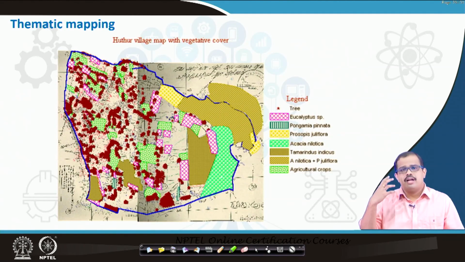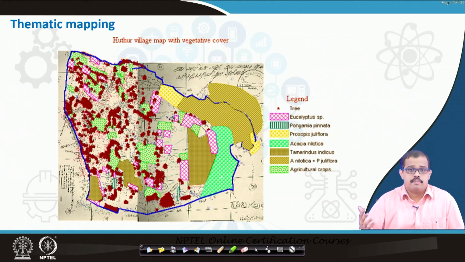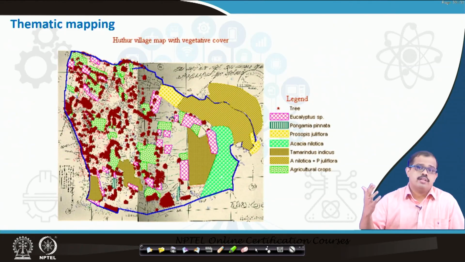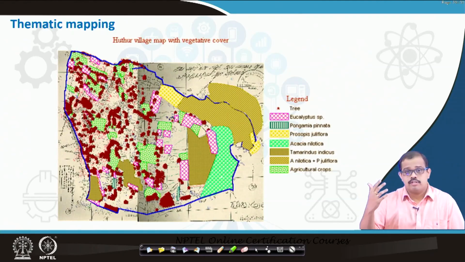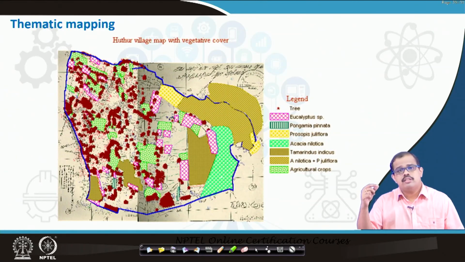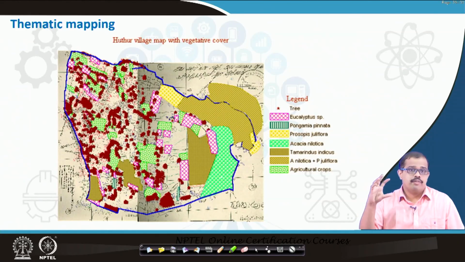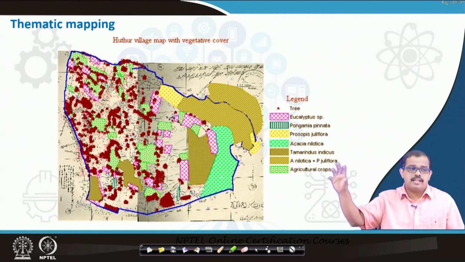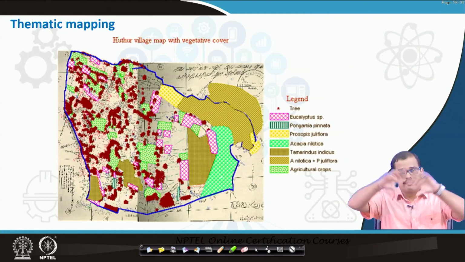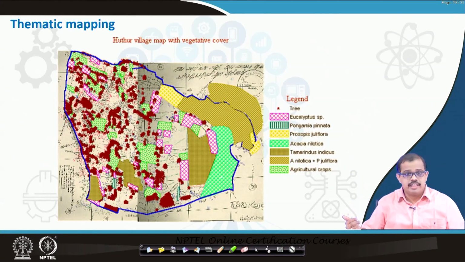So if someone asks me, I have done all kinds of data generation, I have analyzed the data, I have done everything, what is the last part? The last part is, you can put it out in various ways. One is quantitative data, you can put out data in just a numerical format, but any common man can understand it more easily when you have a thematic kind of analysis, which means you have colors representing different themes.